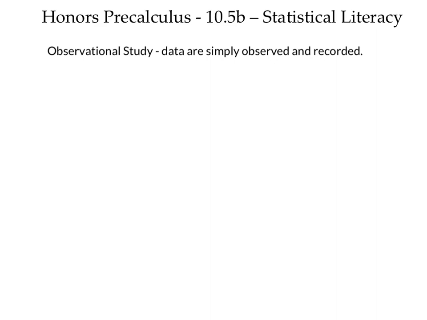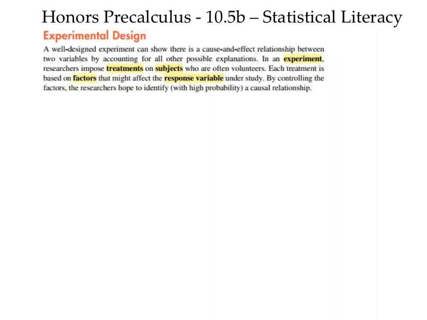This requires experimentation. A well-designed experiment can show that there's a cause and effect relationship between two variables by accounting for all other possible explanations. In an experiment, researchers impose treatments on subjects who are often volunteers. Each treatment is based on factors that might affect the response variable under study. By controlling the factors, the researchers hope to identify with high probability a causal relationship. There are 4 important principles of experimental design.